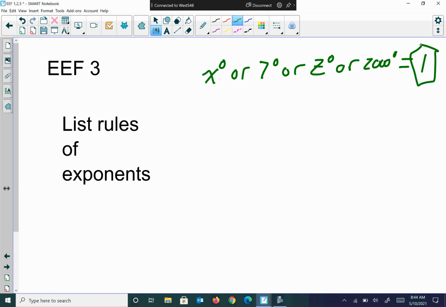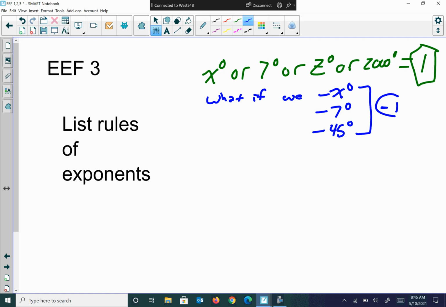What if it was negative x? Oh, ooh. What if we have negative x to the 0, or negative 7 to the 0, or 45 to the 0, something like that? These would all come out to negative 1. And the reason it comes out to negative 1 is the negative here is not being affected by it.